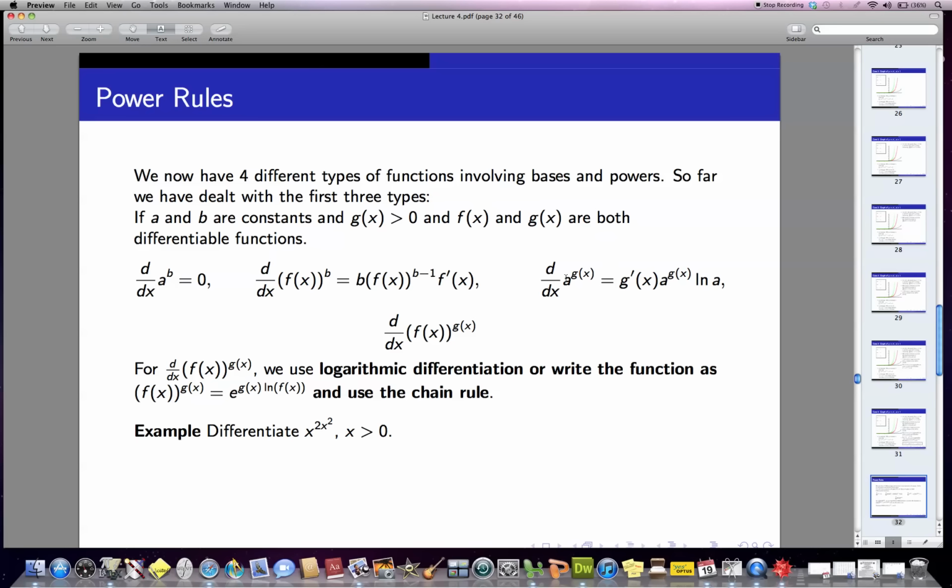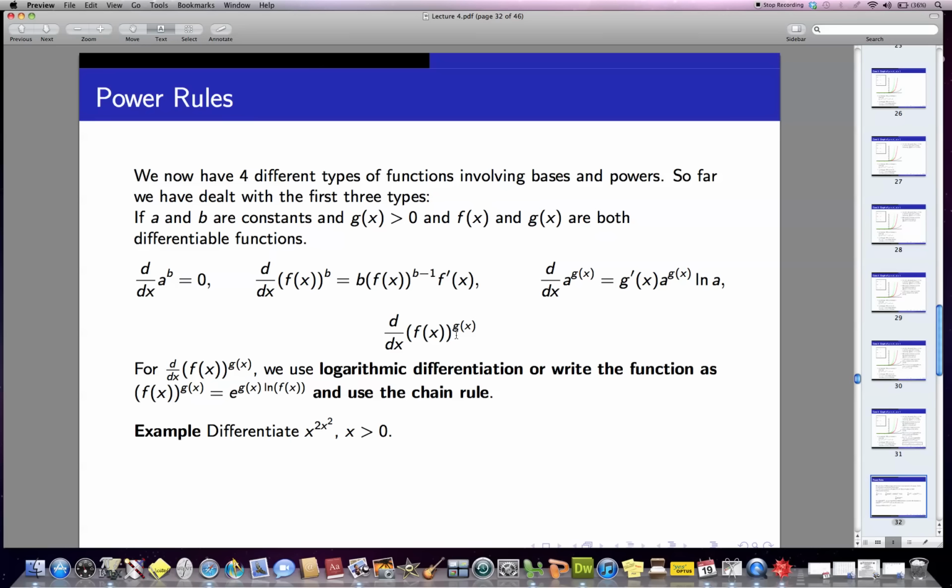In this lecture, we just saw that the derivative with respect to x of a to the g of x is equal to a to the g of x times the derivative of g of x times ln of a.